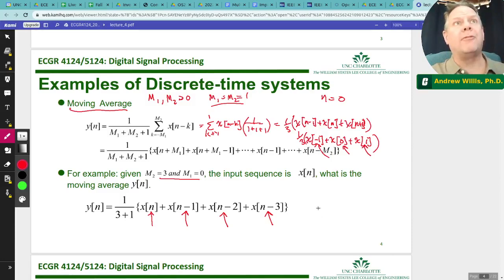Any questions about the moving average? Now, the bigger you make these values, say you make m2 equal to not 3 but 30, then you'd have 31 values over which you're averaging, and it's a much larger interval in time, and it would involve 31 different signal values instead of only 4. If there are no questions, I'll go on.